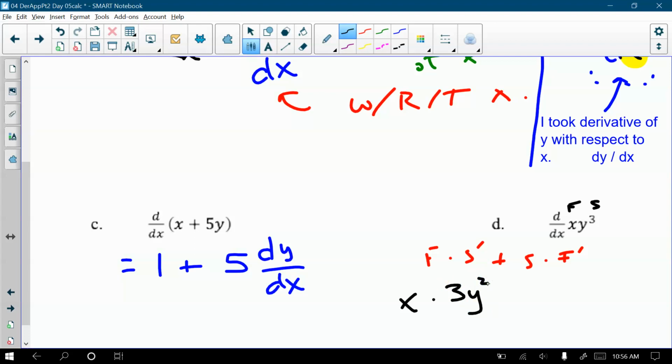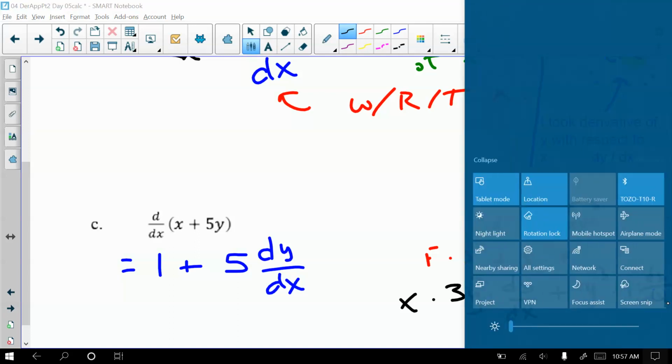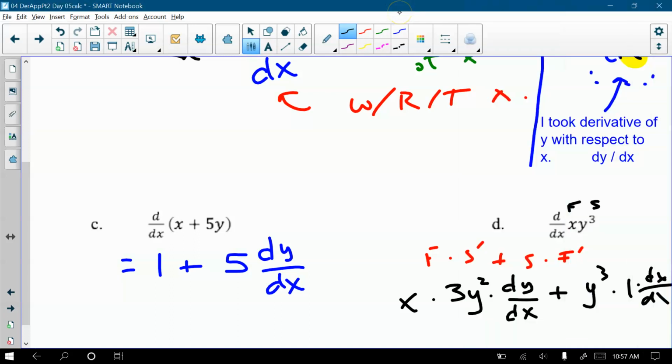The implicit part is just putting that extra little thing, the dy dx, because you just took the derivative of y with respect to x, plus the second part, which is y cubed. And again, we need a product rule here. It was x times y cubed. So plus y cubed times the derivative of the first, which is just 1. And again, I could put that I just took the derivative of x with respect to x, but that's just 1. So we don't usually write that.